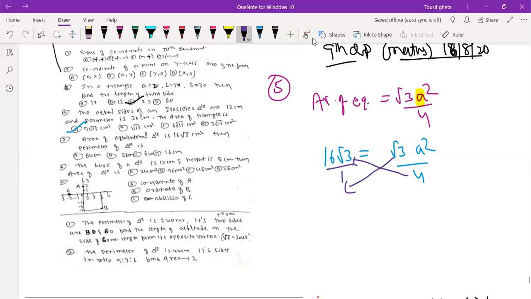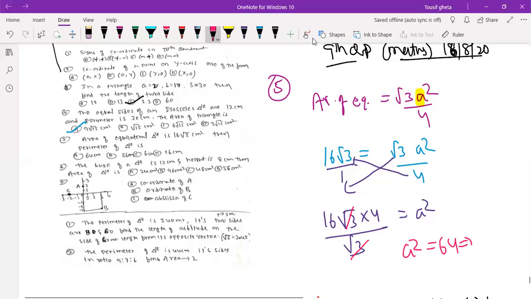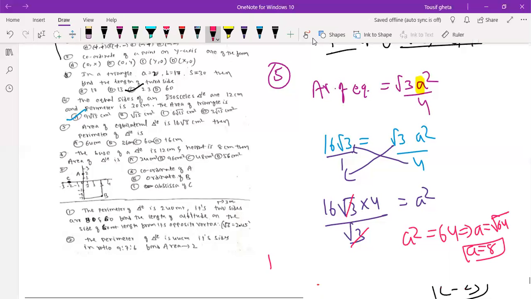So what you will get: 16 root 3 into 4 is equal to a square divided by root 3. Correct? So this root 3 cancels. So a square is equal to 64, so a is equal to root of 64, a is equal to 8. I mean, you need to do faster. Whatever is possible, you can reduce the steps. Perimeter is 3a. So 3 into 8 is equal to 24 centimeter.